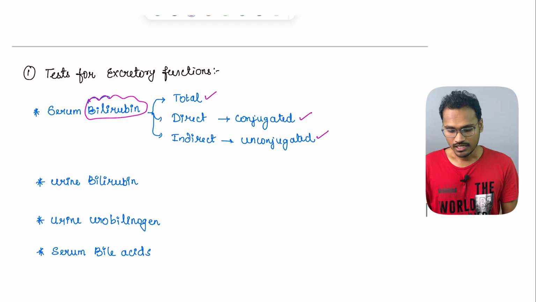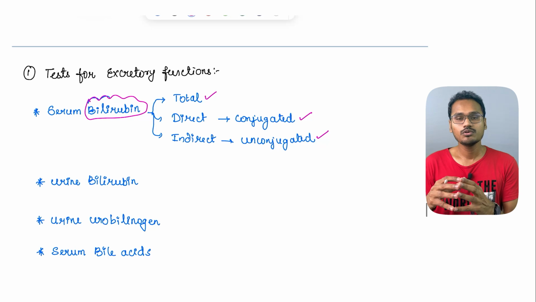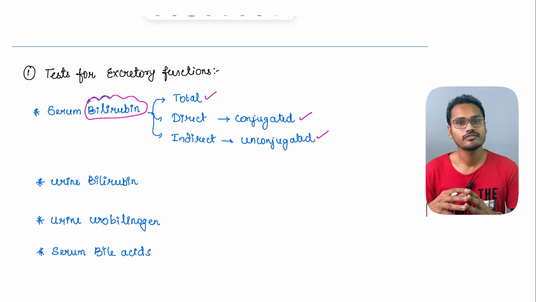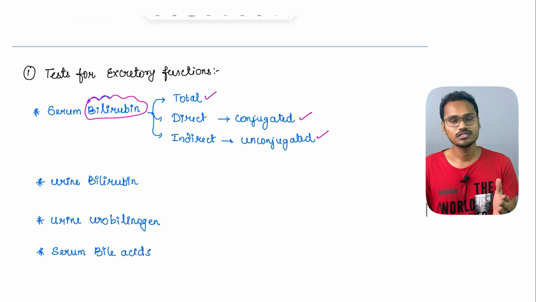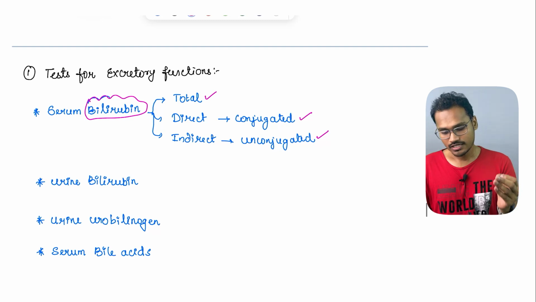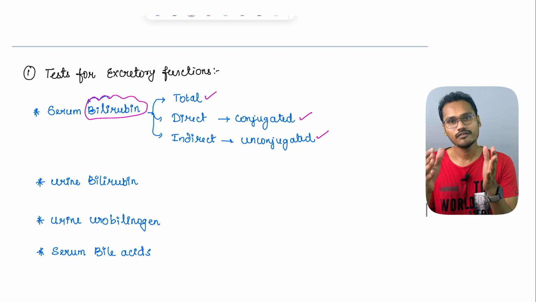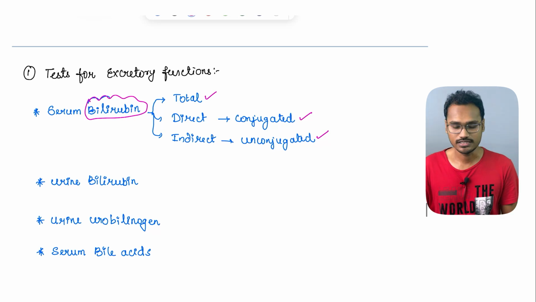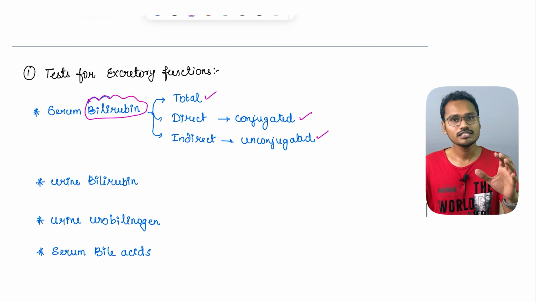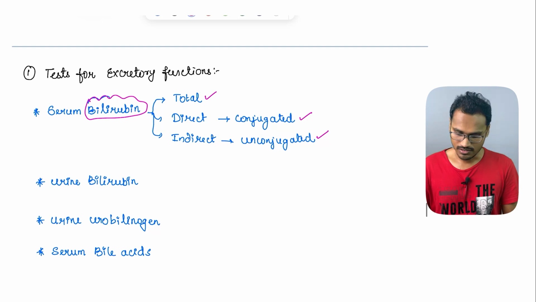bilirubin level. I am not going to tell you about what will happen in the various types of jaundice. The jaundice topic I wish to discuss in the hematology chapters. There I will give extensive details about the various types of jaundice and what will happen to these bilirubin levels in different jaundice. All those things we will discuss there. So here we are going to discuss what tests are available for testing the liver.